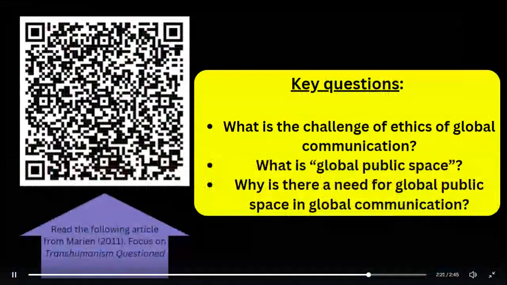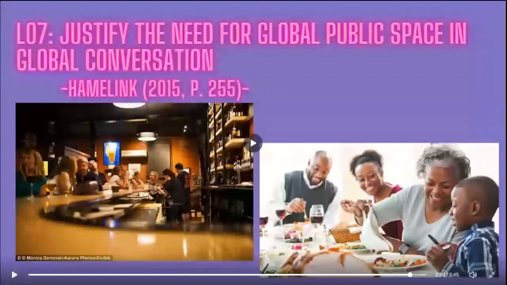We will be talking about learning objective 7. And this is to justify the need for global public spaces in global conversations. So if you refer to page 255, the heading there is the global conversation requires global public spaces. Read that section. It talks about how public spaces are physical spaces that you can touch. Like if you go to a bar, like the picture shows, or if you're with a family dinner, these are actual public spaces. Now, cyberspace is starting to emulate these public spaces, because it's becoming better and better.